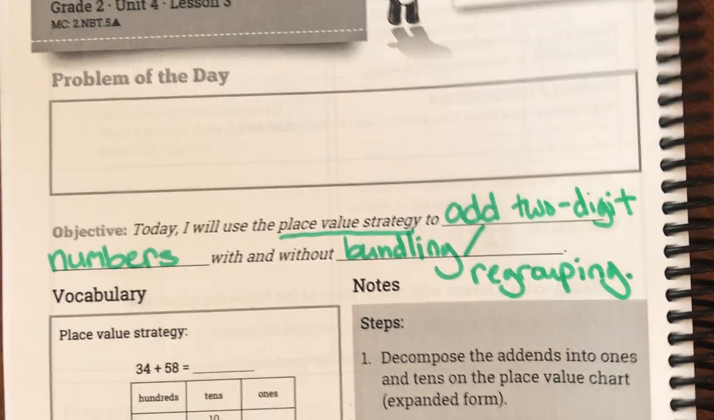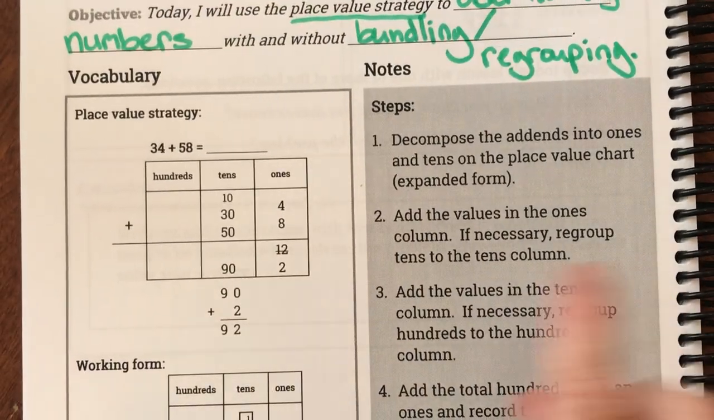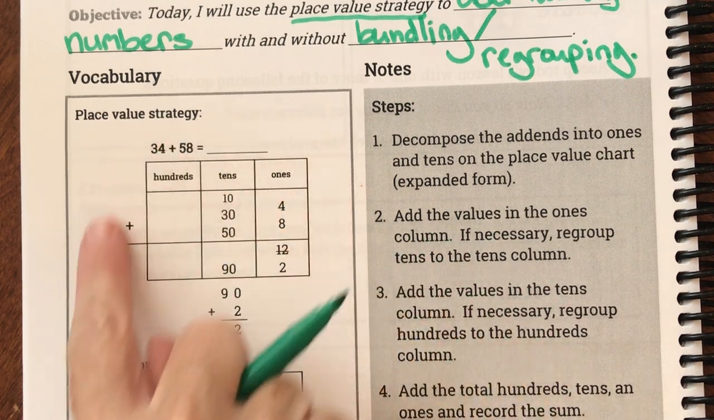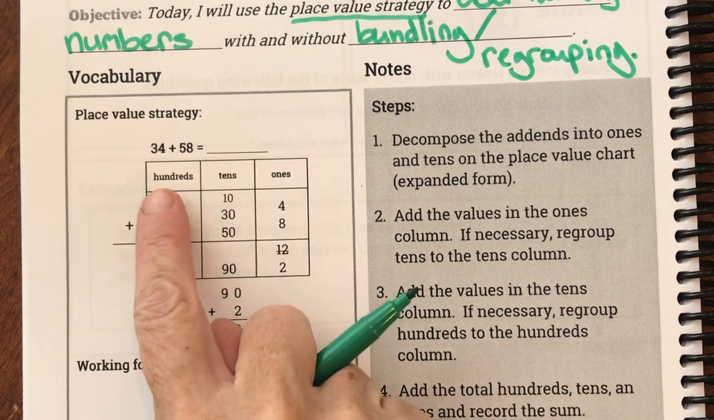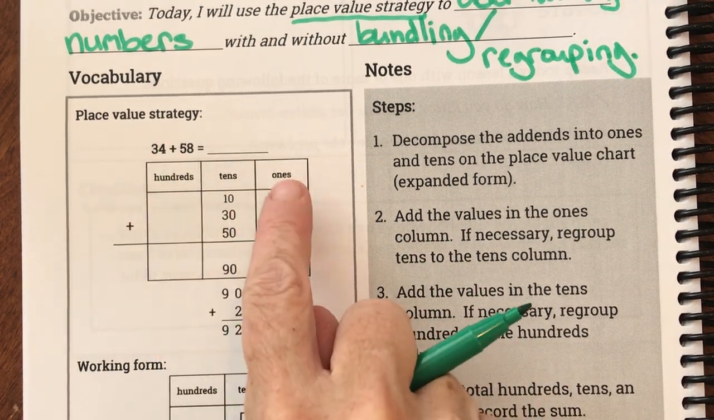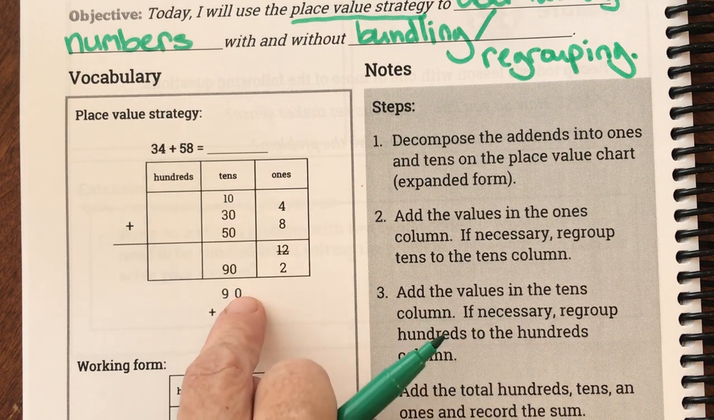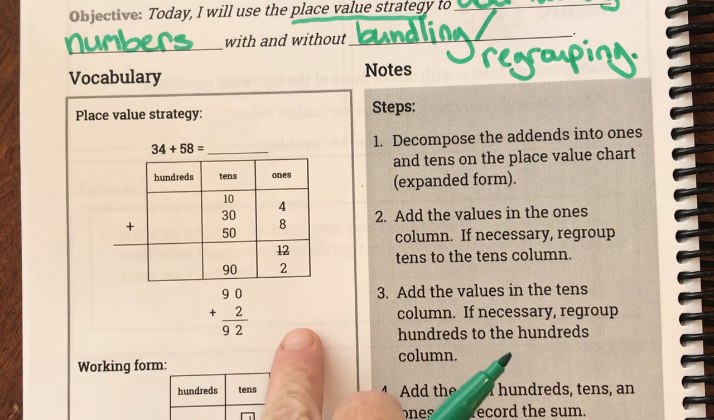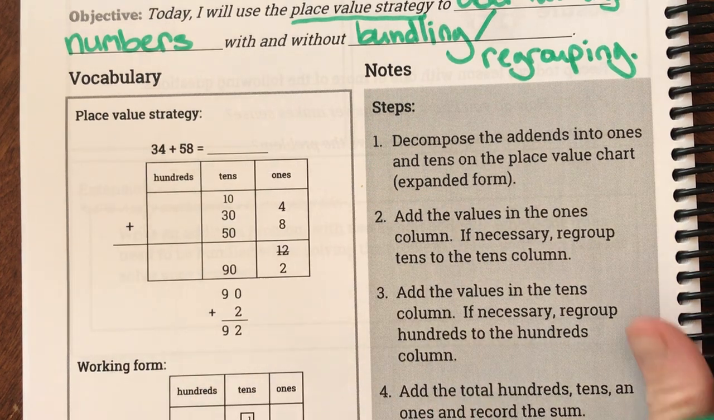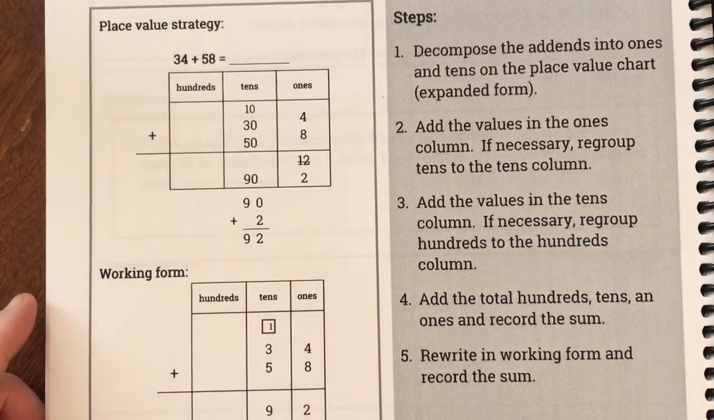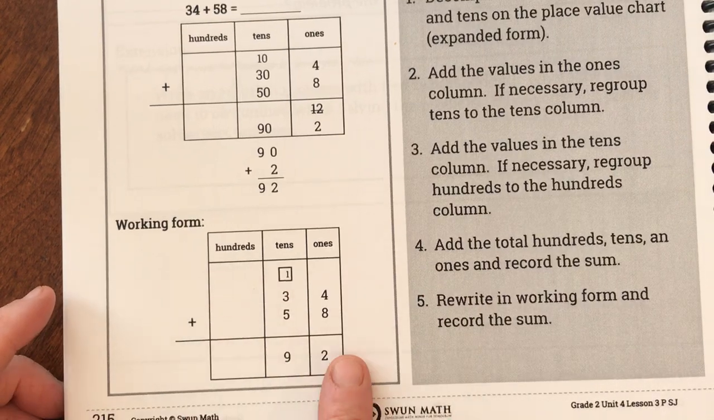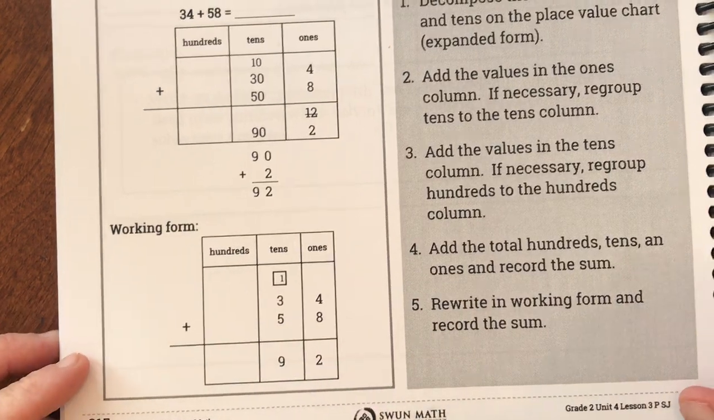Okay. Let's look at our vocabulary. Here they show us what the place value strategy looks like. What you notice is we still have a place value chart, but now we have numbers. We're no longer using our base 10 block pictures. I'm going to show you what this looks like in just a moment in my example. And then they still show us what the working form looks like. We'll still be practicing working form in this lesson.